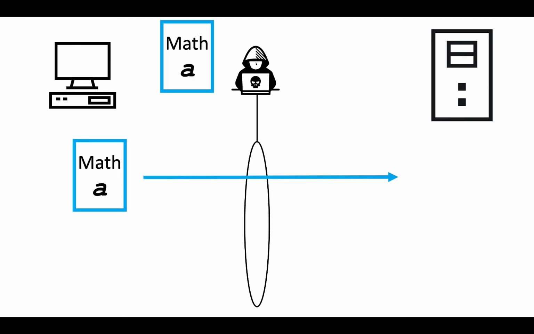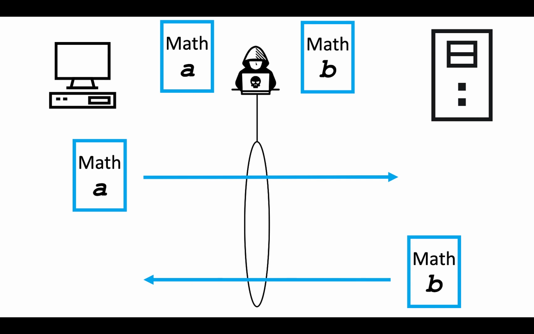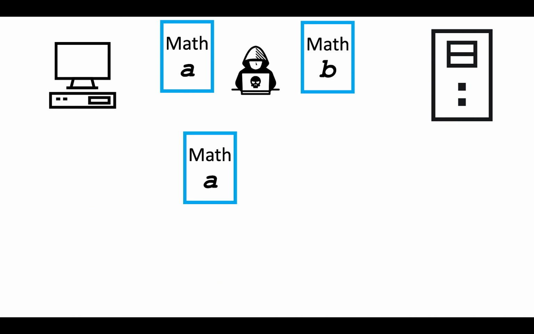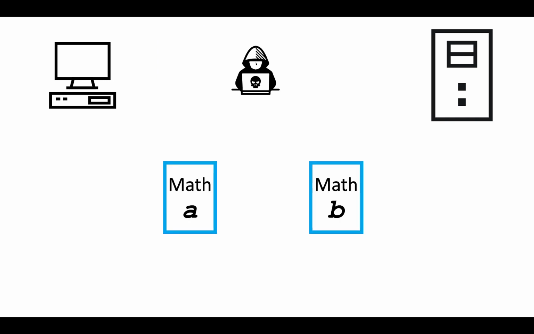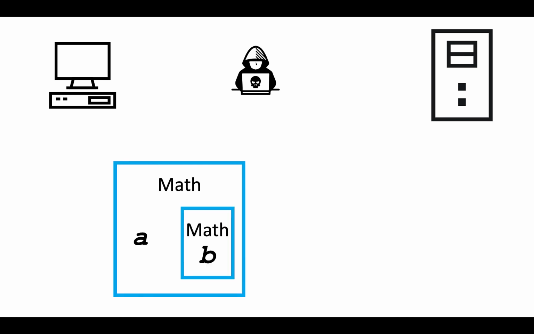So what if an attacker gets in the middle here? Well, the attacker is able to see math A on the wire, and they're also able to see math B on the wire. But here's the thing, math A and math B together do not equal math AB. The reason is that the attacker can't extract A out of math A to put it into math B, and similarly it can't extract B out of math B to put it into math A. They could in theory add the entire result of math B and put it into math A, but that is not the same as math AB.